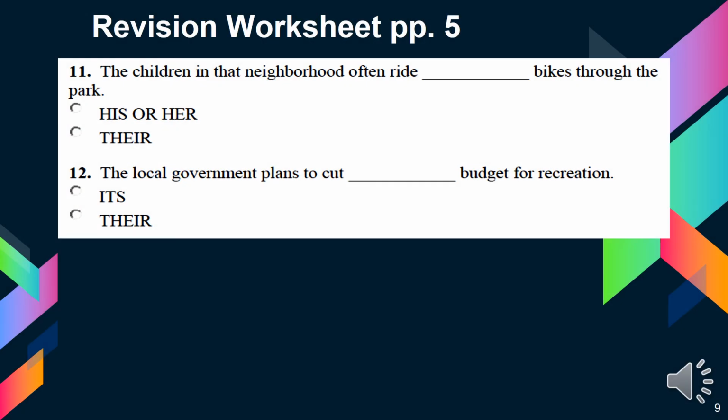The children in that neighborhood often ride what bikes through the park? So I am referring to the children's bikes. So children, his or her or their, singular or plural, this children? There is no S. But we know that for many years now we've been studying regular plural nouns, and it's a plural noun. So, what is the correct answer? Their. Because his or her refers to the singular.